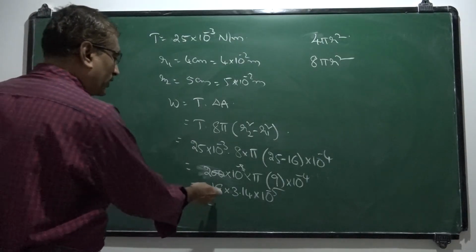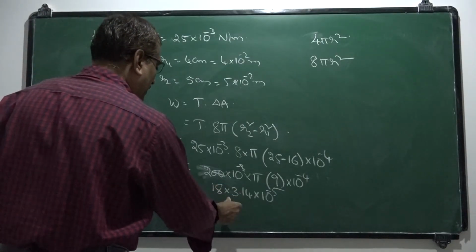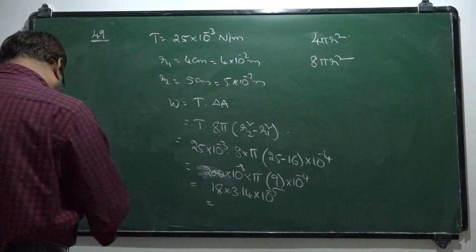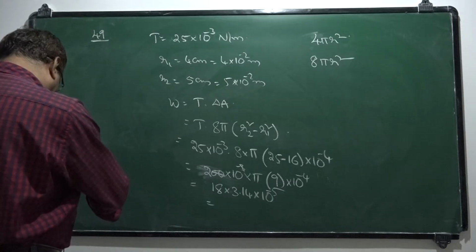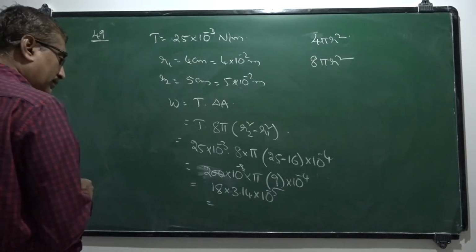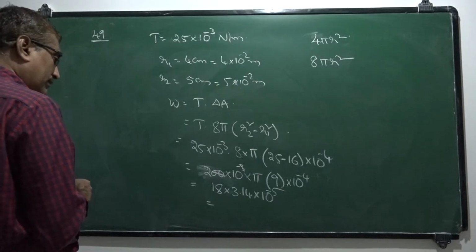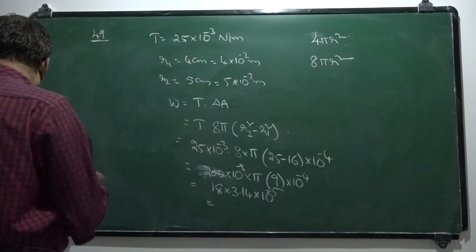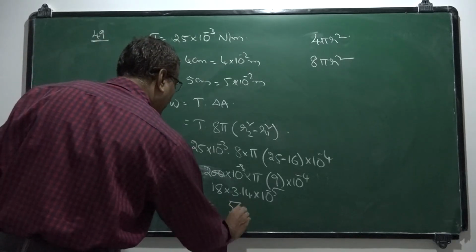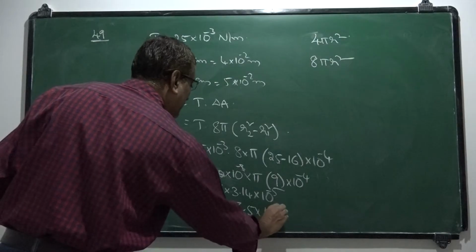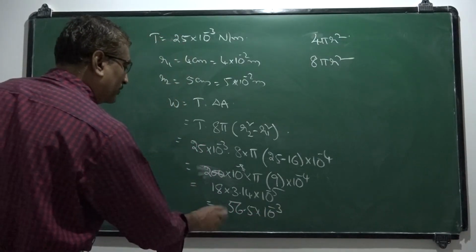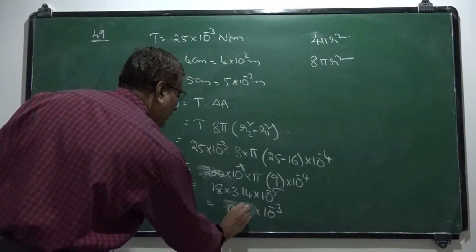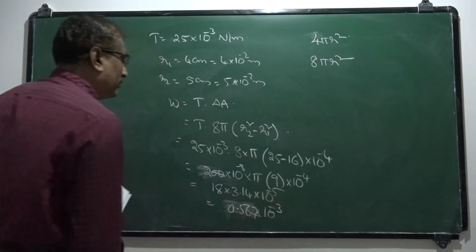This is approximately 56.5 into 10 power minus 5. So we can approximately write it as 0.565 into 10 power minus 3.